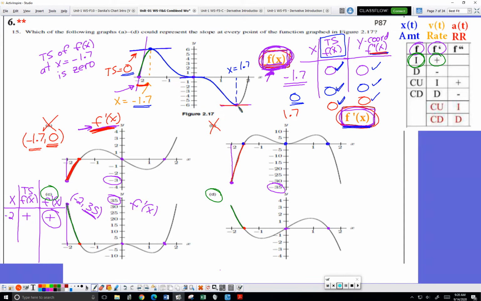So, if on f, from x equal negative 1.7 until x equal positive 1.7, f is going down, that means all the corresponding y-coordinates on the correct f prime graph must be negative. We'll pick points to the whole room.